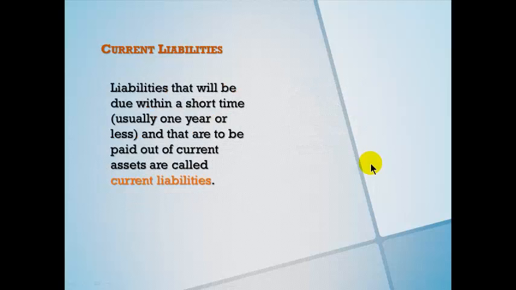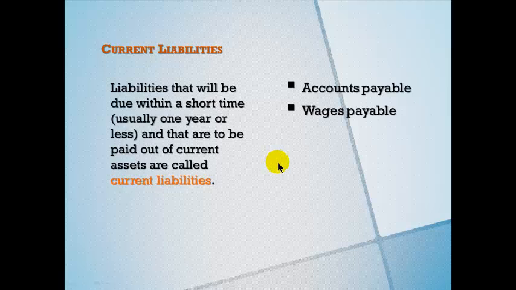Current liabilities are liabilities that you expect to pay. Remember, liabilities are what are owed by the business, and you expect to pay those within a year or within the current cycle of the business. Examples being accounts payable, wages payable, interest payable on any debt, and any unearned fees that you may have. Remember, unearned fees, that's unearned revenue.